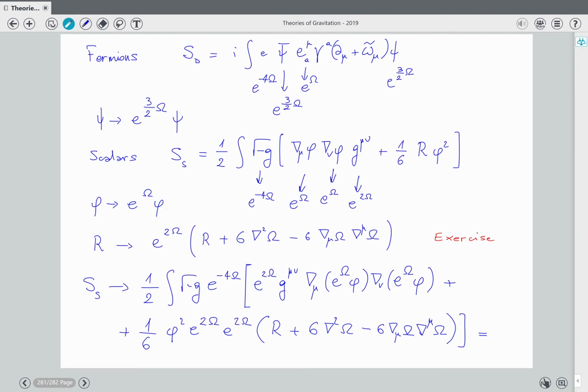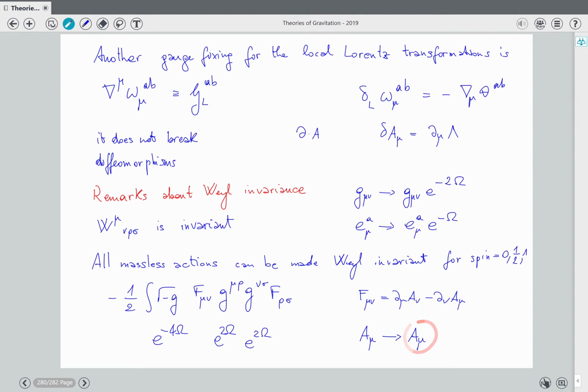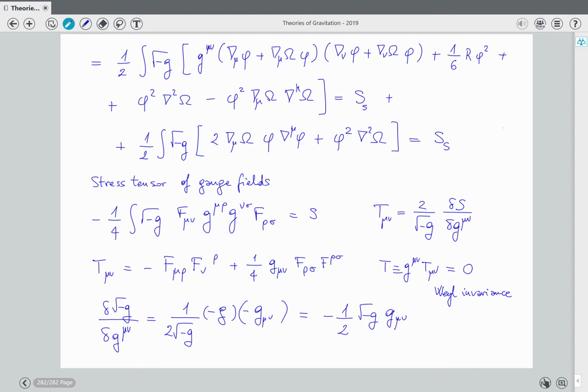Phi has dimension 1, the fermion has dimension 3/2, and the vector has to be regarded as something of dimension 0. Then we computed the stress tensor of gauge fields by applying the usual formula, which is written here, and we found that it is traceless. The fact that it is traceless we have connected with Weyl invariance, with the fact that the action is Weyl invariant, because the trace of the stress tensor is the divergence of a current that is associated with the generators of the scale transformations.